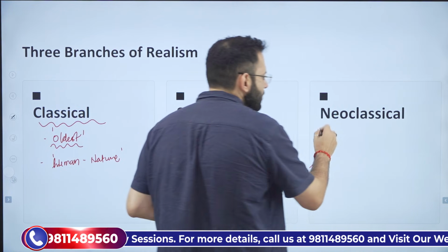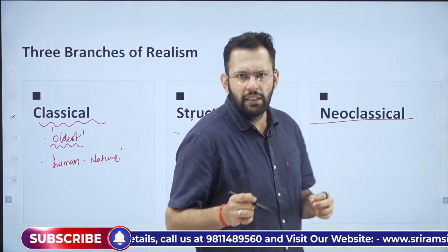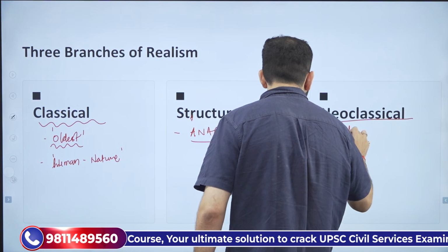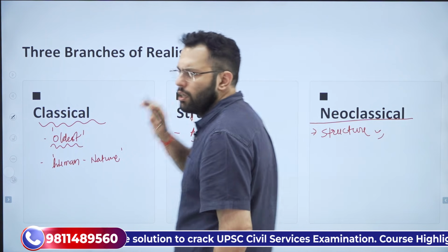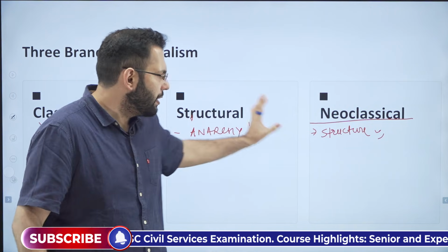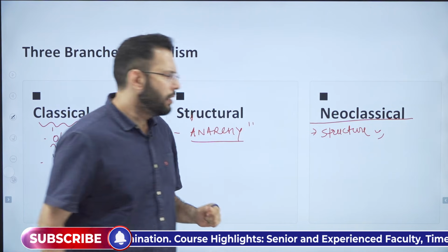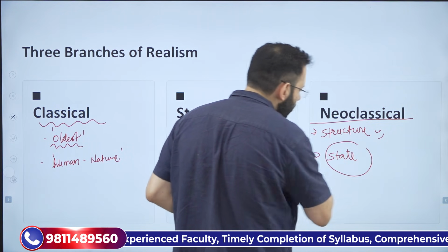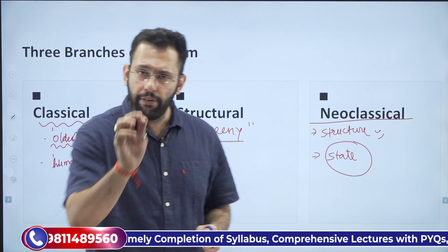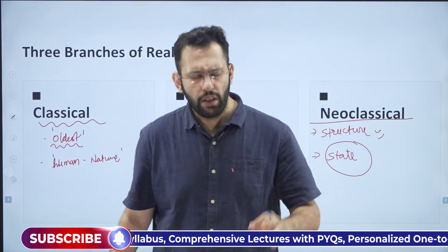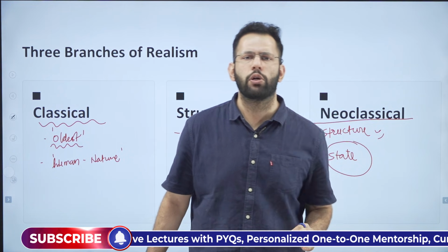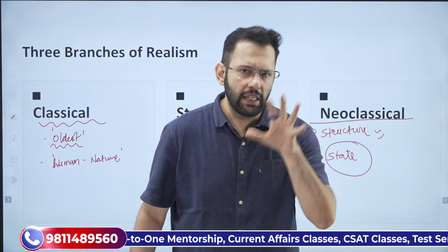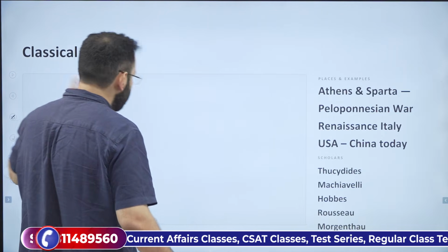Then the last one is neoclassical realism, which says that structure is important, with no denial of its importance as given in structural realism in the second phase. But it also mentions at the same point of time that the ultimate authority to determine what action needs to be taken or not taken will again depend on the state. The state will be the final deciding authority, irrespective of what is happening in the structure. We'll understand them one by one. Let us go for a deeper explanation of the same.